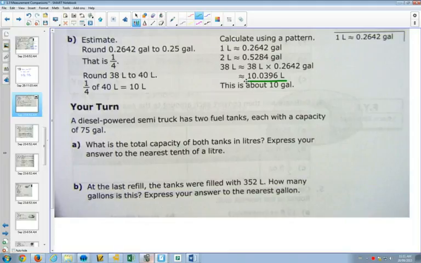Two for you to try, and then we'll go over those. All right, let's check how you did.